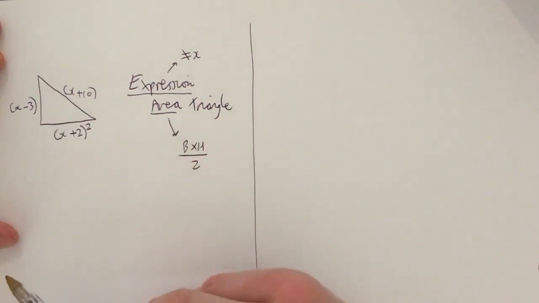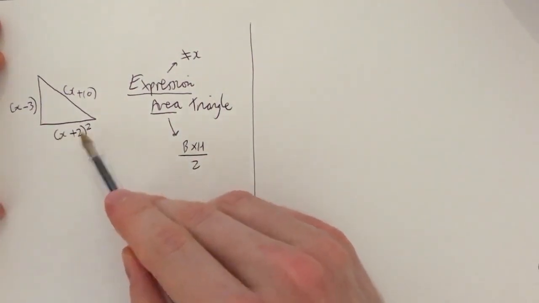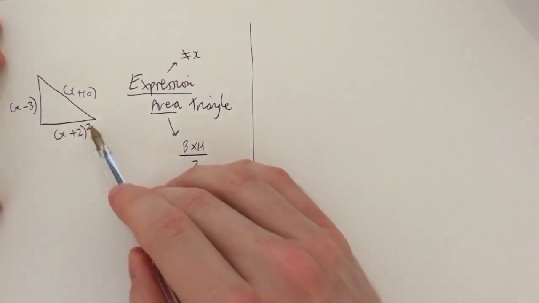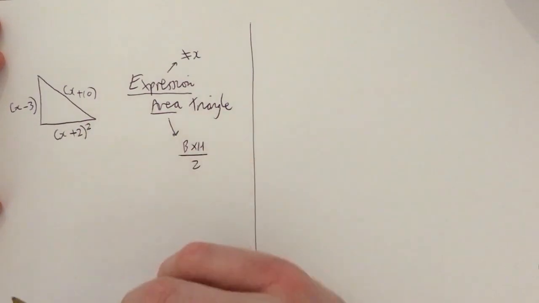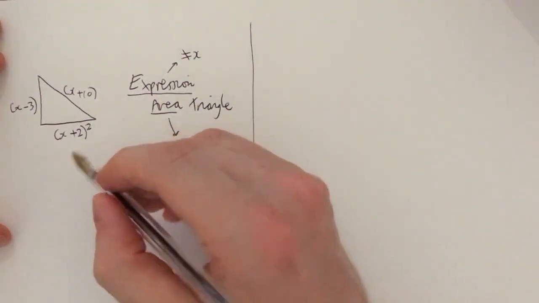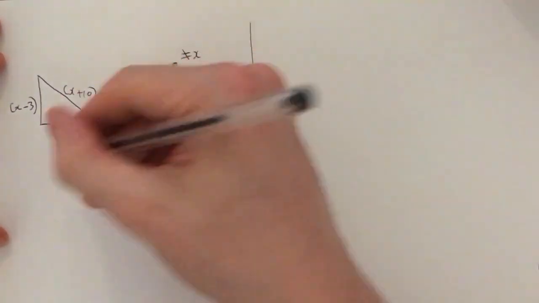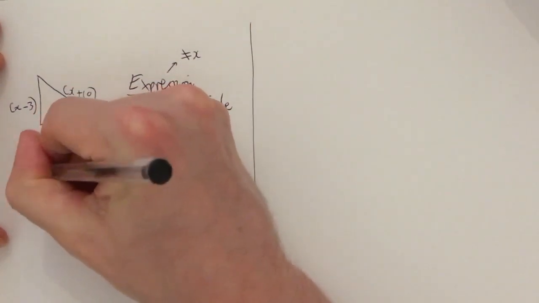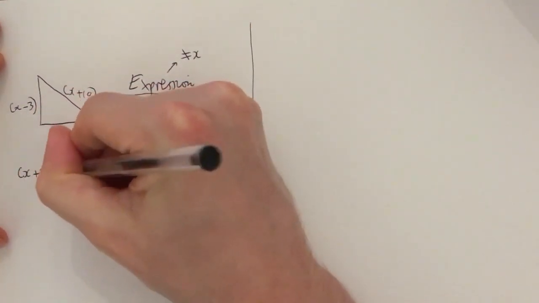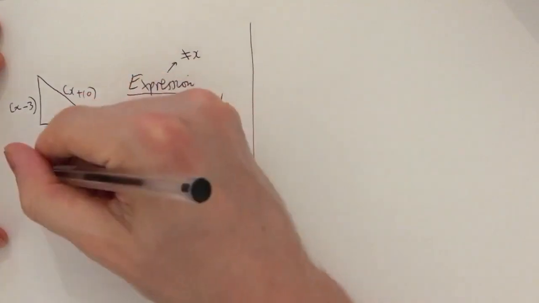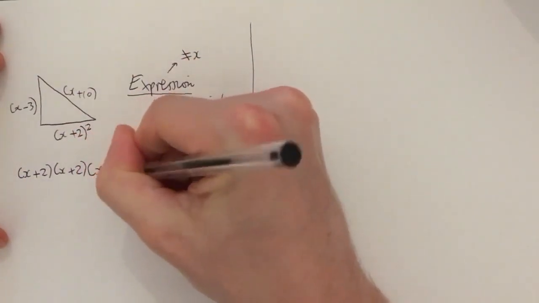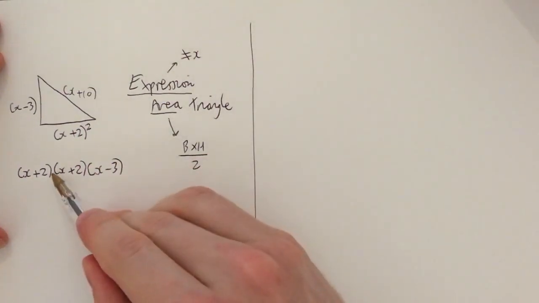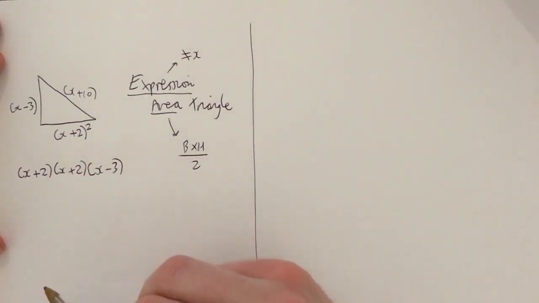Look at my base length though. X plus 2 squared. If I'm going to multiply my base and my height, and I've got x plus 2 squared here, I'm not going to write it like x plus 2 bracket and then squared. I'm going to instead write it x plus 2 bracket x plus 2, because when it's squared like that, I'm going to write it out twice and then multiply it by the height, so therefore x minus 3. As you know, there's invisible multiply in between the brackets and the brackets.